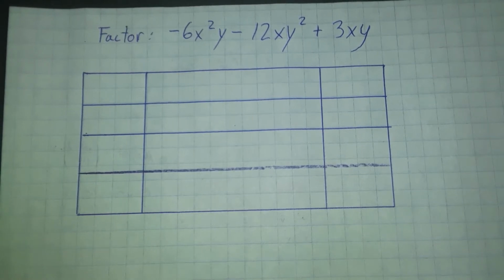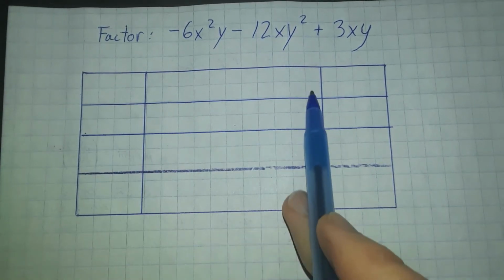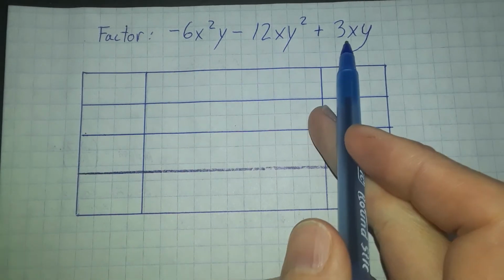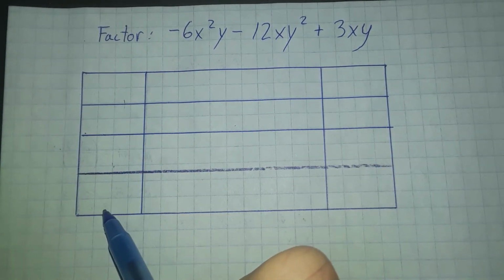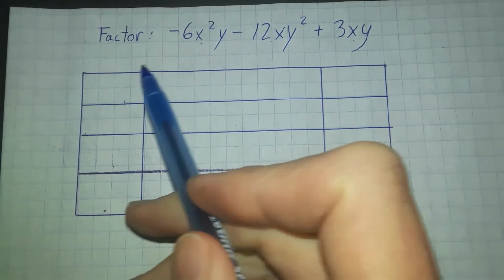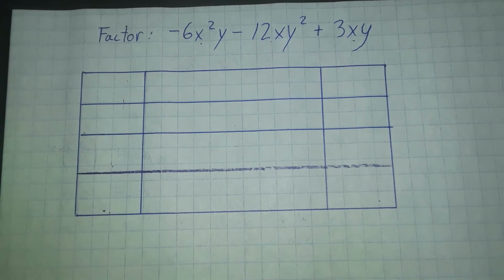Alright, I'm going to look at factoring a polynomial, and I'm going to use the chart method. So the first thing that you want to do is create a chart that has space for each monomial in your polynomial and then one extra row. So I have 3 monomials here, so I have 4 boxes here.